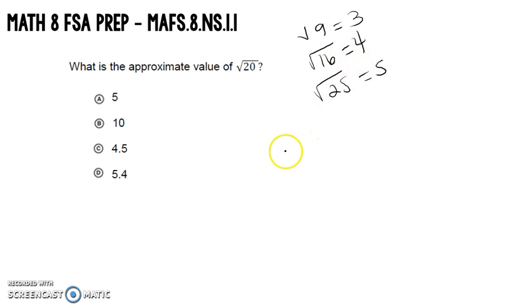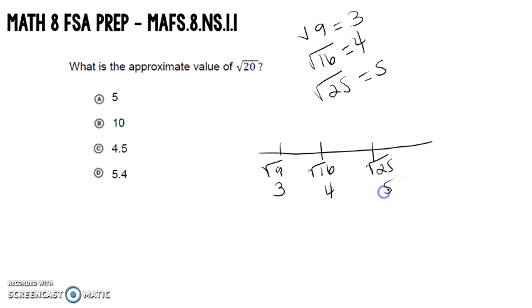So if we were to line these up on a number line, we'd have the square root of 9, which is 3, the square root of 16, which is 4, and the square root of 25, which is 5. So the square root of 20 has to fall somewhere in between 4 and 5. So your best guess would be 4.5.